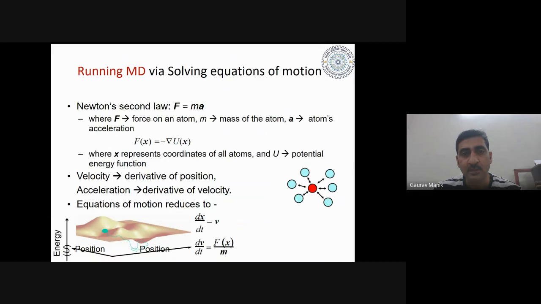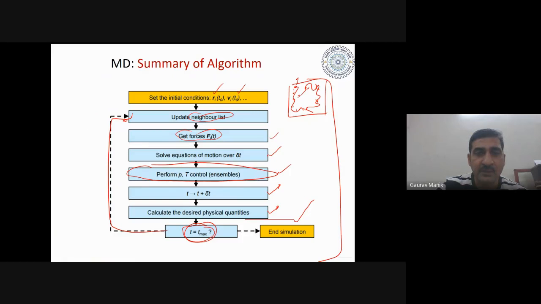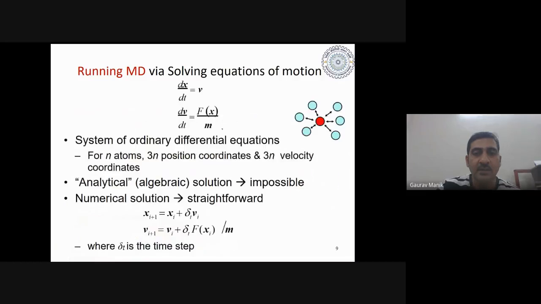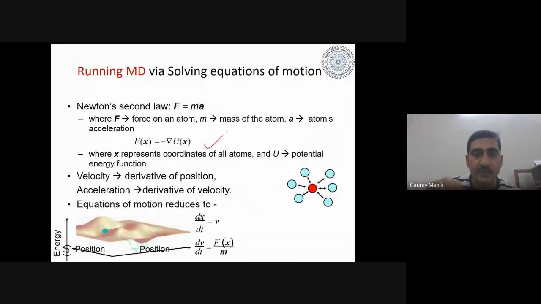Now let me go into a little bit more detail on this step, which is primarily solving the equations of motion, which is more of an integration algorithm. So let's talk about it. We know Newton's second law says F is equal to ma, and what we can do is write force as the gradient of the potential energy. Acceleration can be written as the derivative of velocity, so we have written a is equal to F by m, which is equal to dv by dt. Velocity can be represented as the derivative of position.